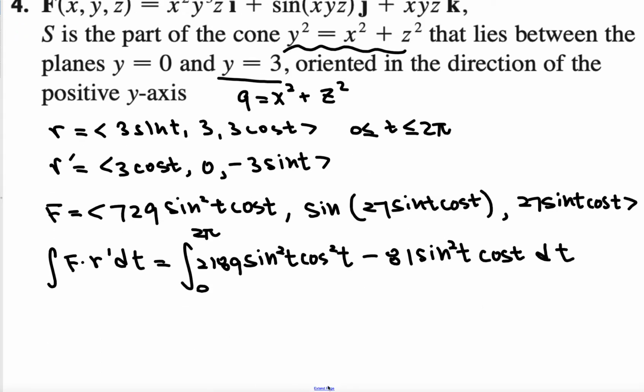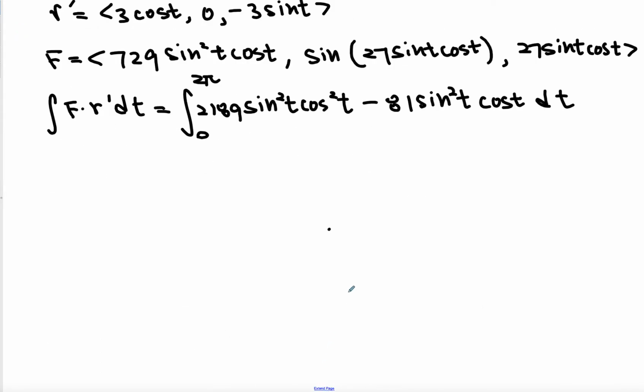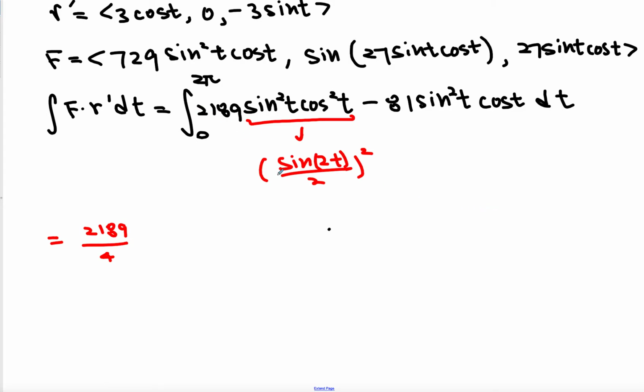All right, now let's look at this one together. The numbers are somewhat large, but I remember sine times cosine is equal to half of sine of 2t, the double angle formula. So I can rewrite this one as sine of 2t over 2, squared. So when I take the integral, wait a minute, how am I going to do this one? I'm going to bring this out to the front. So we have 2,189 over 4. That's how I'm going to begin. But what is sine squared?